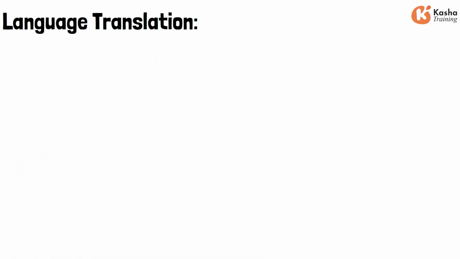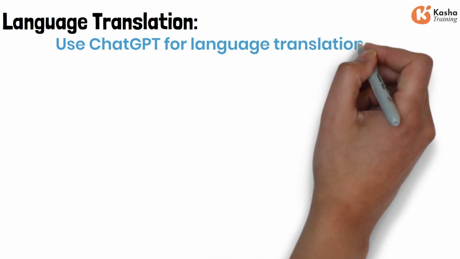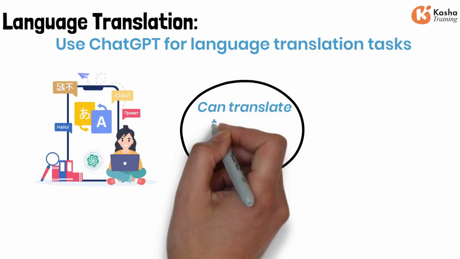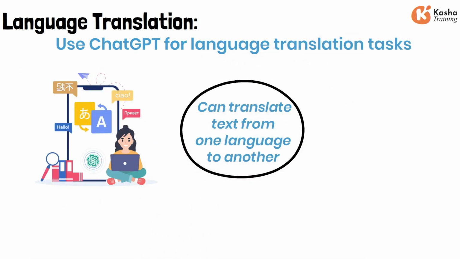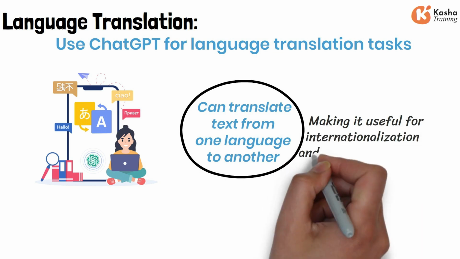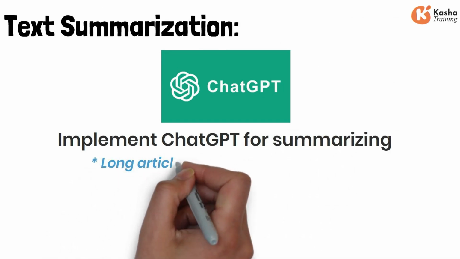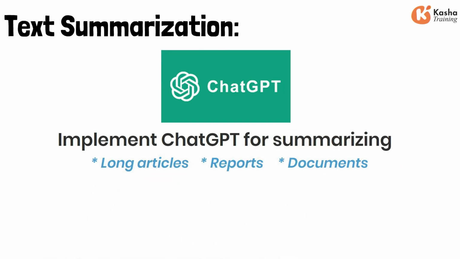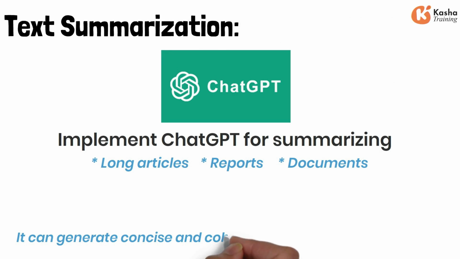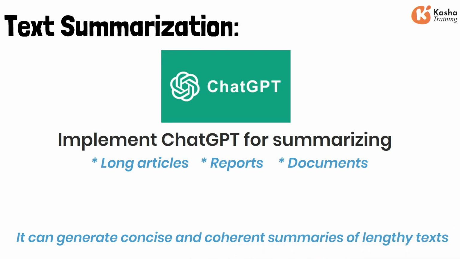Language translation. Use ChatGPT for language translation tasks. It can translate text from one language to another, making it useful for internationalization and localization efforts. Text summarization: implement ChatGPT for summarizing long articles, reports, or documents. It can generate concise and coherent summaries of lengthy texts.